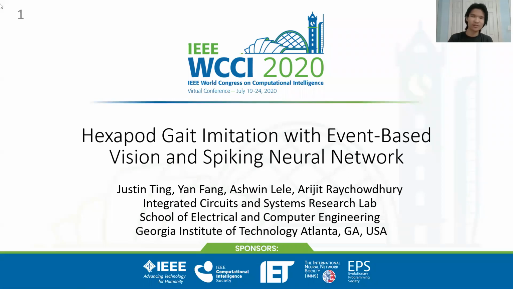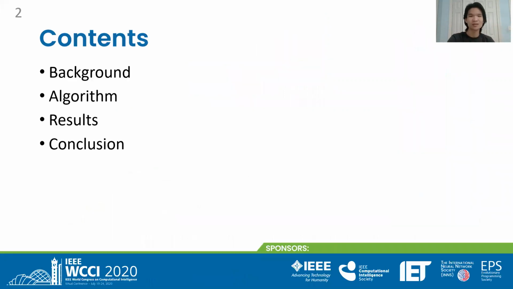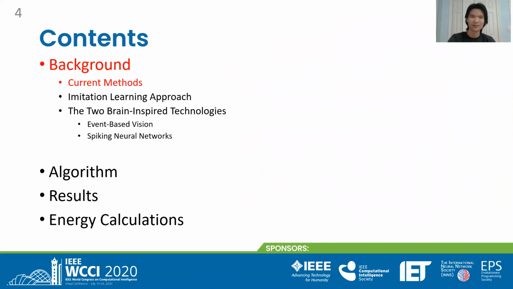Hello, everyone. My name is Justin Ting, and I'm from Georgia Tech's Integrated Circuits and Systems Research Lab. And today I'll be talking about how we combine event-based vision and spiking neural networks to create a system that performs gait imitation. Before I go into exactly how we do that, it is important to understand some of the background and motivation behind why we do this.